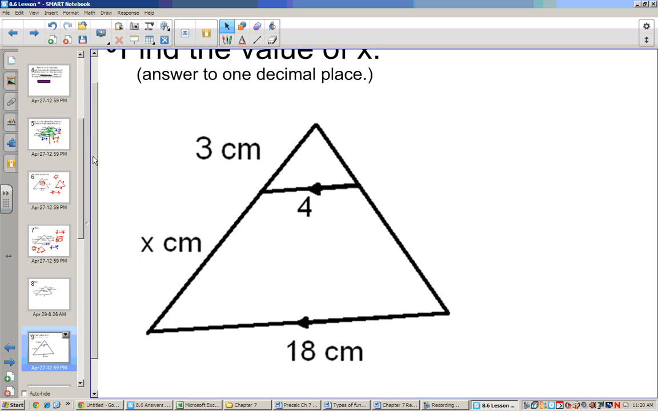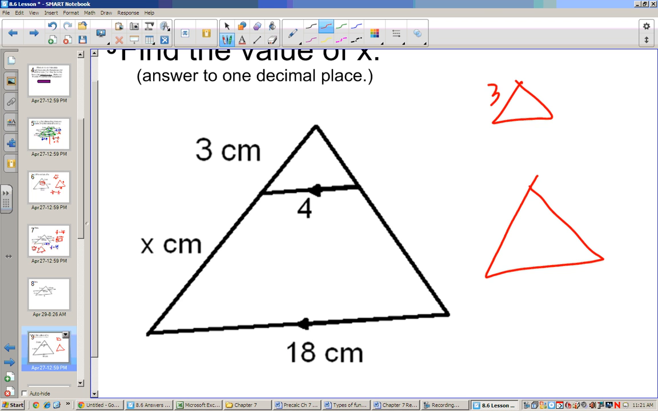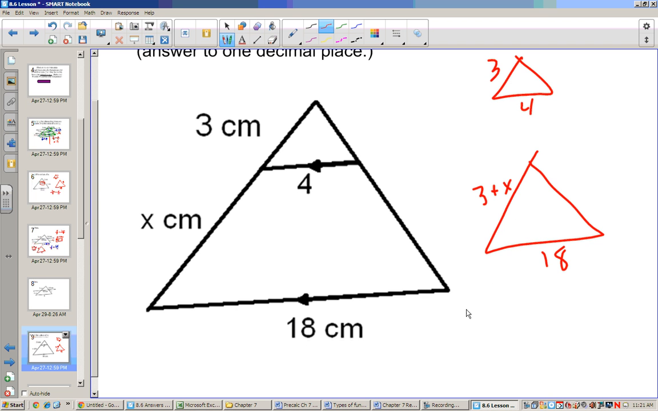Now let's try this one. Pause the video, see if you can do it on your own. All right, since 4 and 18 are not cut proportionally, we can't say 3 over x equals 4 over 18. We have to draw out our triangles, where this is 3, 4, this is 3 plus x, and this is 18. So now we just set up our proportion. 3 over 3 plus x is going to equal 4 over 18.